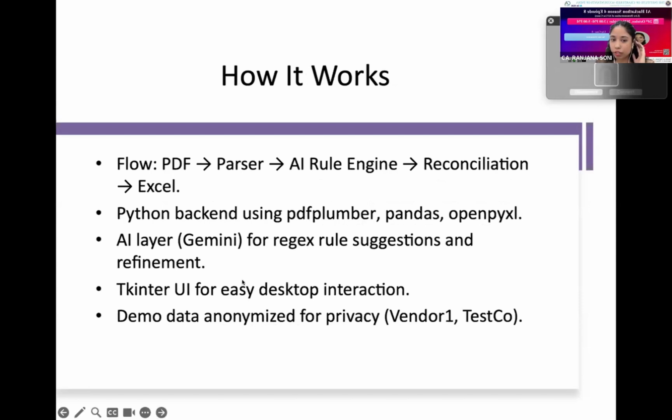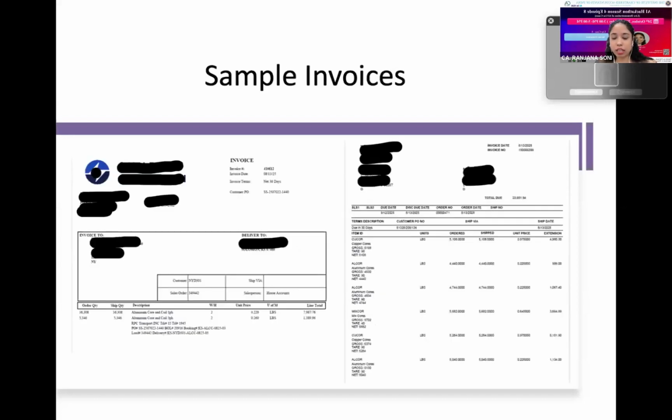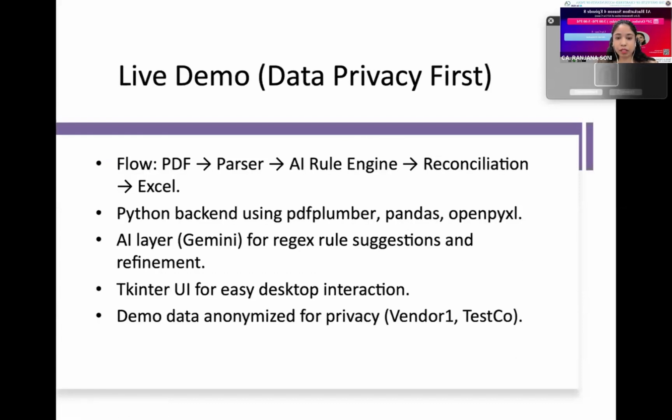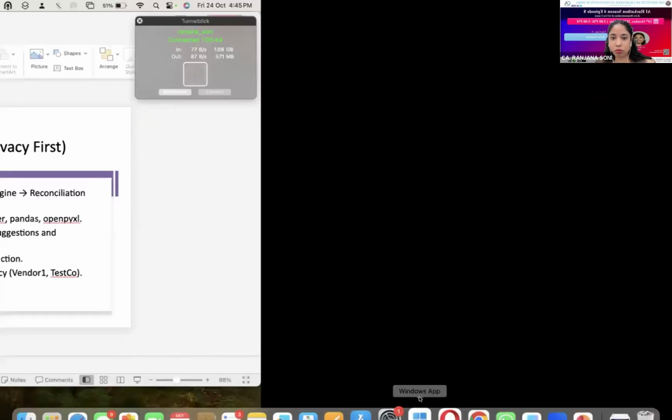So how does it work? We upload PDFs, then the parser rule is made. It's confirmed through the AI rule engine and reconciled, and the output is generated in Excel. The technology used is Python backend with PDF Plumber, Pandas, OpenPyXL. The AI layer is Gemini and Tkinter UI for desktop interaction. For this demo, data is anonymized for privacy. These are sample invoices which we extracted from our tool. So let's go to the demo.